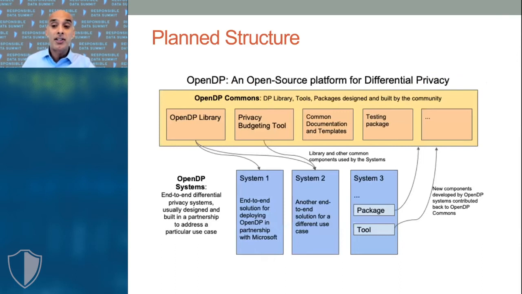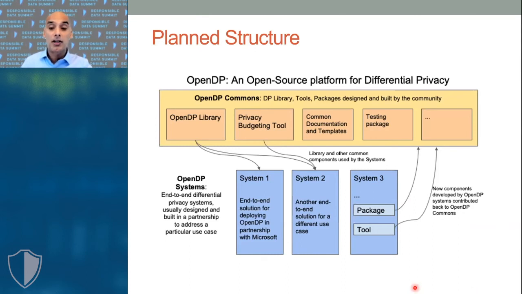We envision the OpenDP software to be divided into an OpenDP Commons and a number of different OpenDP systems. The commons will be the community-governed portion of OpenDP, containing the core library of differentially private algorithms, as well as other general-purpose tools and packages. The OpenDP systems will consist of end-to-end differentially private systems that will usually be built in a partnership to address a particular set of use cases and be governed more independently.